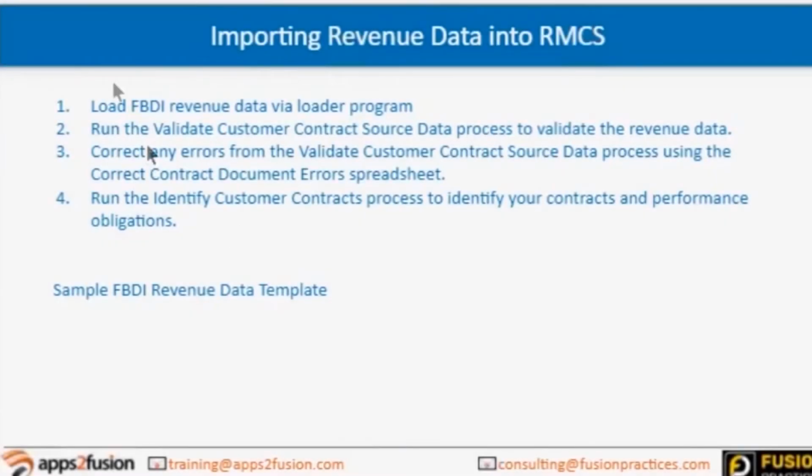Go back to this slide, and you would see that the first step is completed. Now we have to go to the second step, which is validating the data. This is a validation program which will see whether your data complies with the setups in RMCS. We have deliberately entered the data in a way that it does not fail the validation, so hopefully this step will be successful as well.